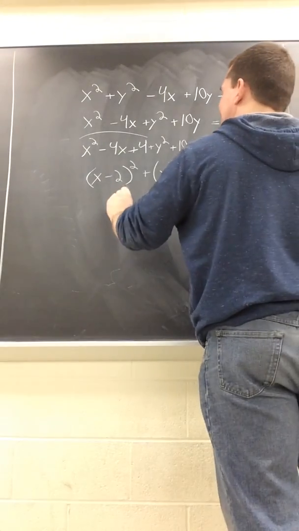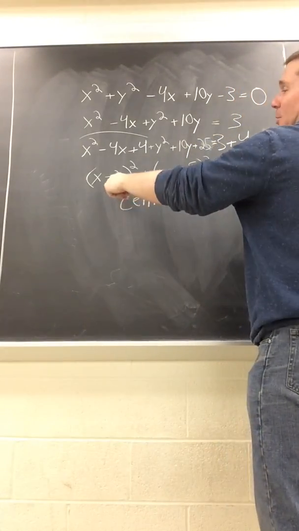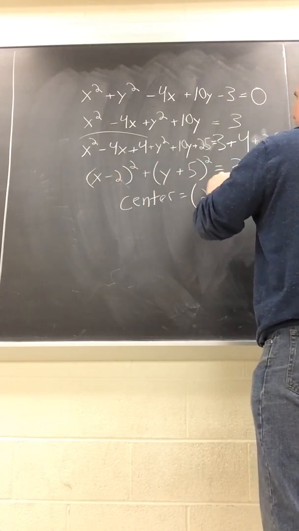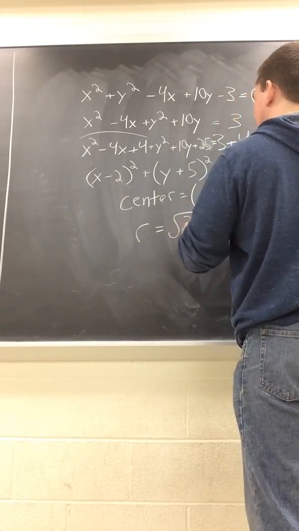And now again we can see we have a circle. The center is at the point +2, -5. Remember to flip your signs. And the radius is equal to the square root of 32.